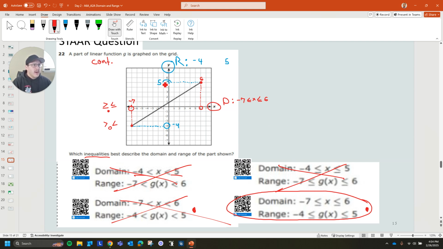Okay, and then if we do 5 and -4, we will notice that those are solid dots too, so those are also going to be less than or equal to for both. G of x is the same as y, so we don't have to worry about that, but either way, this is our final answer.